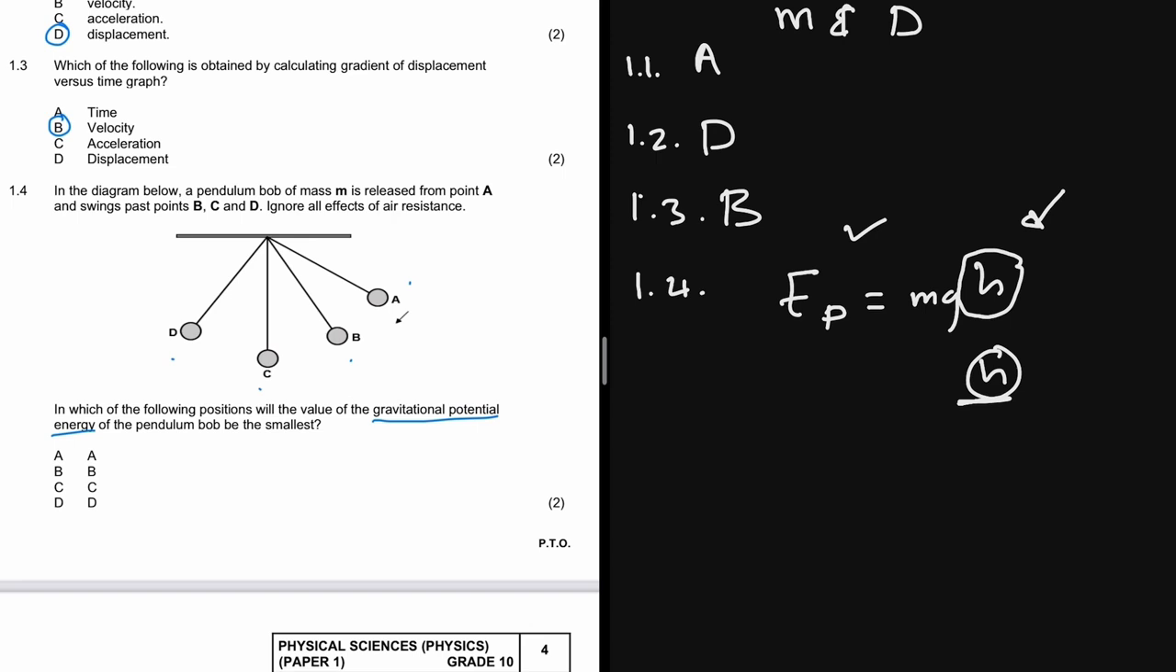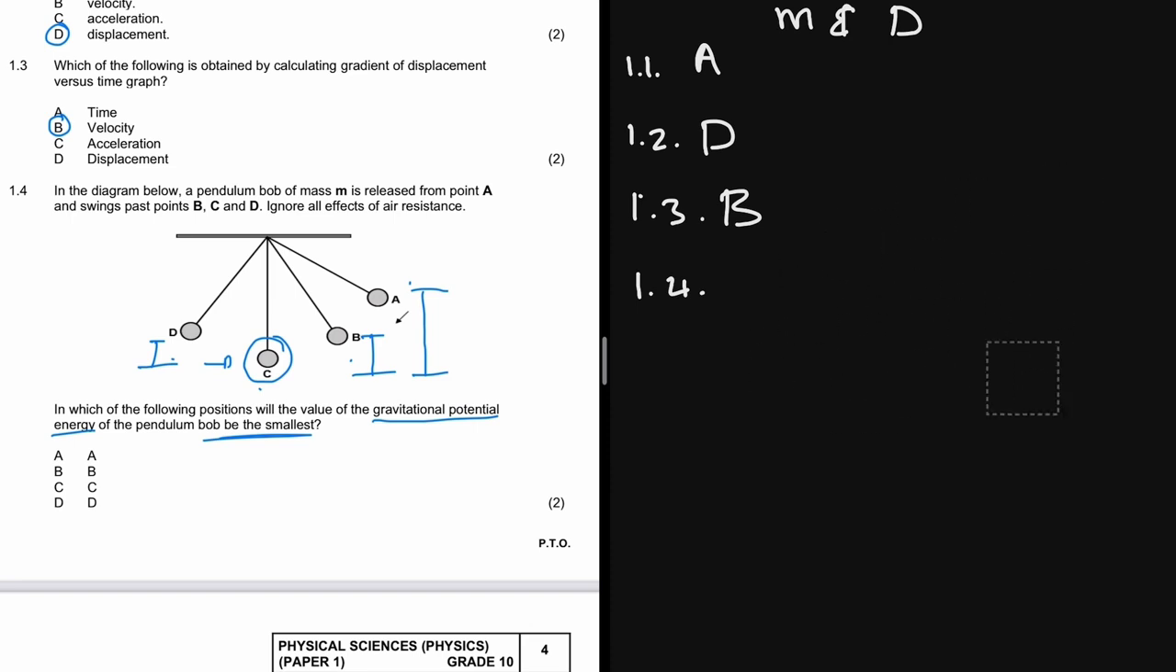So the best point here that will have the smallest potential energy is going to be point C here, because now this one is higher than C, and this one is also higher than that, and D is higher than that. So D, it has the lowest height. So the lowest height has the lowest potential energy, since potential energy is dependent on the height. So the correct answer here we are going to say is C.